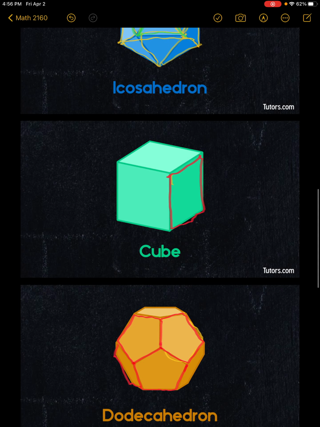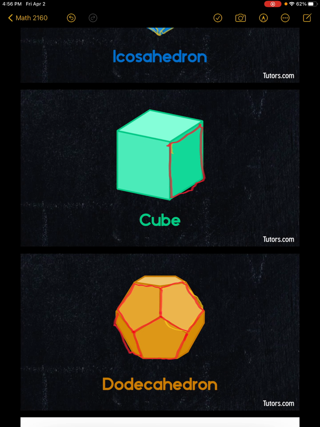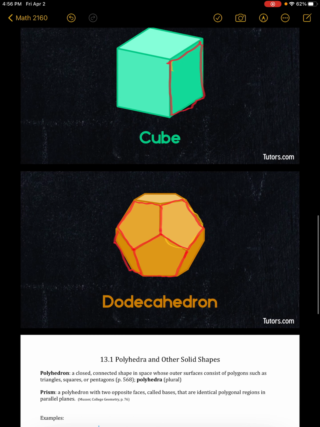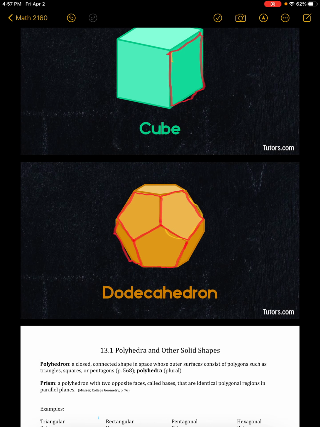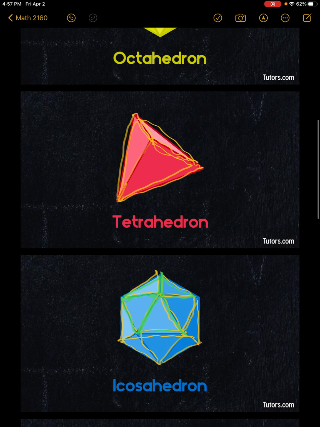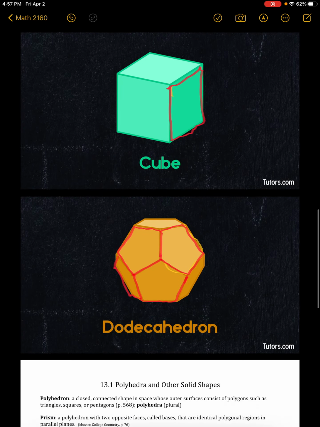And then the cube and the dodecahedron are different because they're not triangles. The cube is a square. It's just a bunch of squares made together make a cube. And then the dodecahedron is a bunch of pentagons that are the exact same as well. They're all the exact same shape with congruent faces and congruent corners. And they make a 3-dimensional shape, just like the cube and all the other tetrahedron, octahedron, and icosahedron.